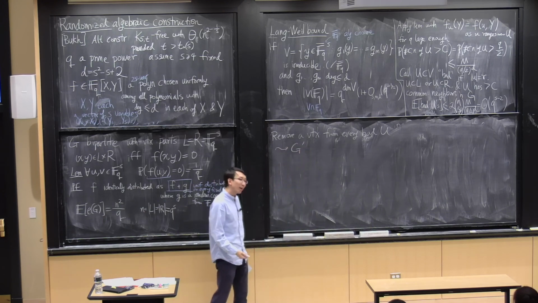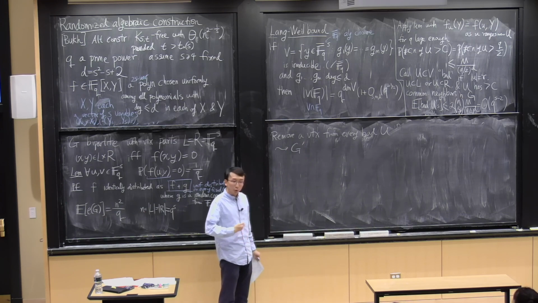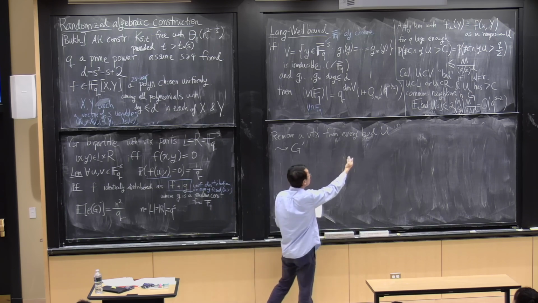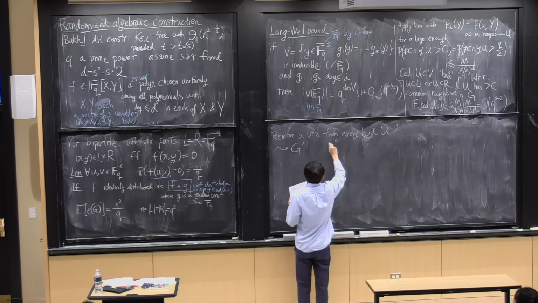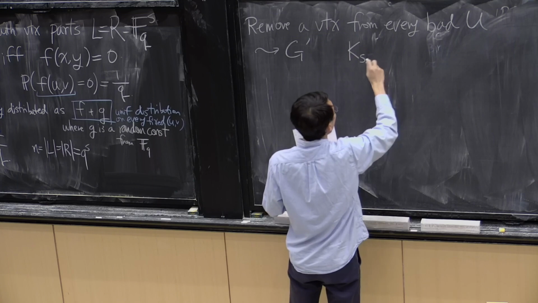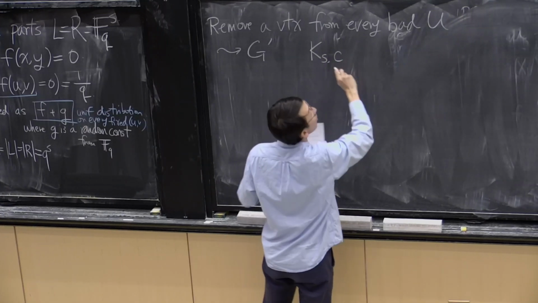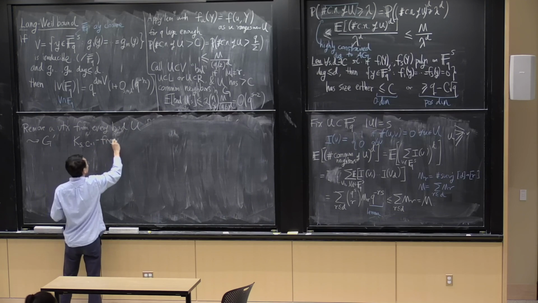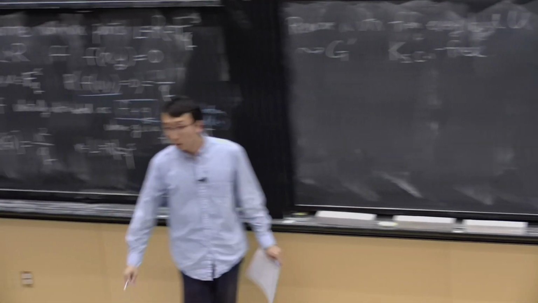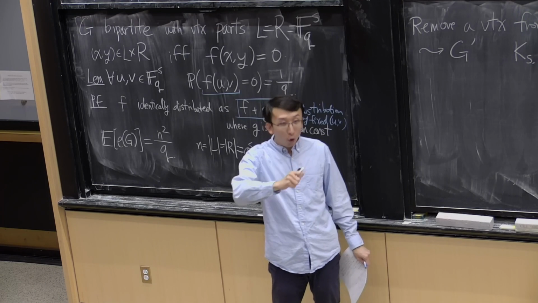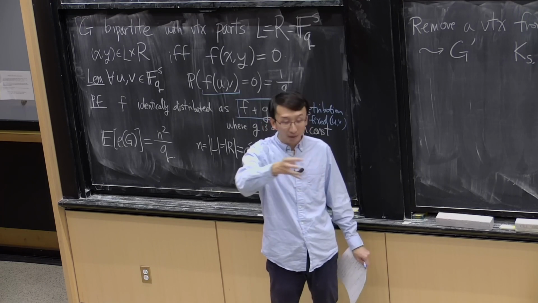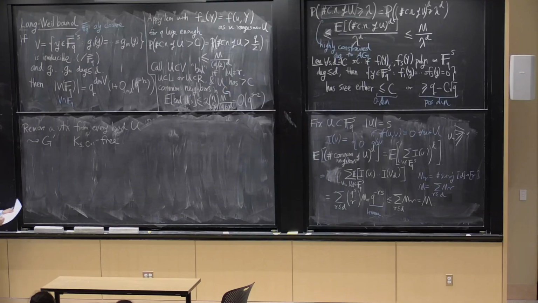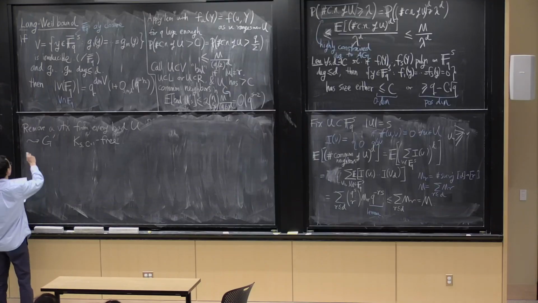And we just need to check that G prime has lots of edges, right? We now got rid of all the bad sets. So G prime is now K sub S, C plus 1 free. We got rid of all possibilities for S points having more than C common neighbors. Now we just need to check that G prime has lots of edges.